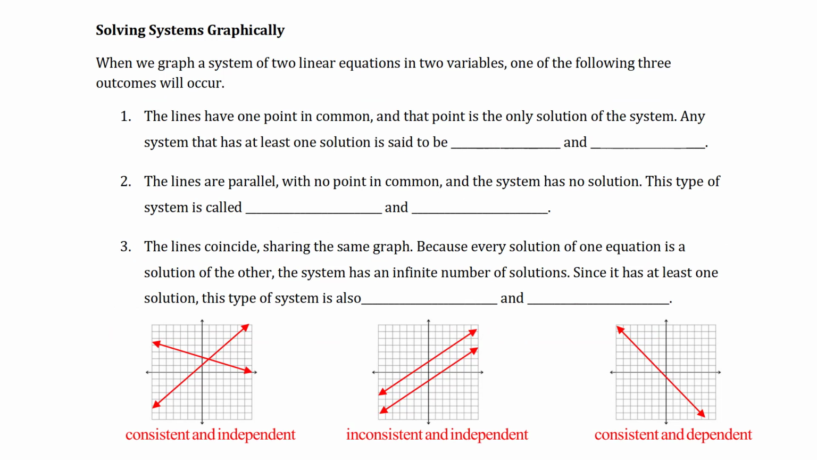Next, we're going to talk about the 3 different situations that can occur when you're solving systems graphically. Here it states, when we graph a system of 2 linear equations in 2 variables, one of the following 3 outcomes will occur. Number 1, the lines have a point in common, and that point is the only solution of the system. Any system that has at least one solution is said to be consistent and independent.